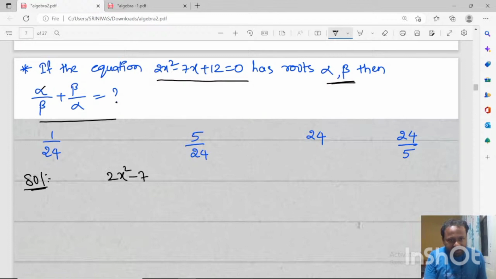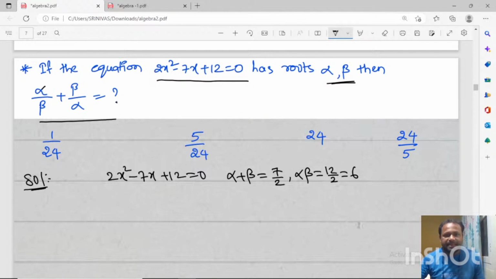2x square minus 7x plus 12 is equal to 0. So in this, alpha plus beta is equal to the sum of the roots, 7 by 2, and the product of the roots, alpha beta, is equal to 12 by 2, which is 6. Sum of the roots is minus b by a.